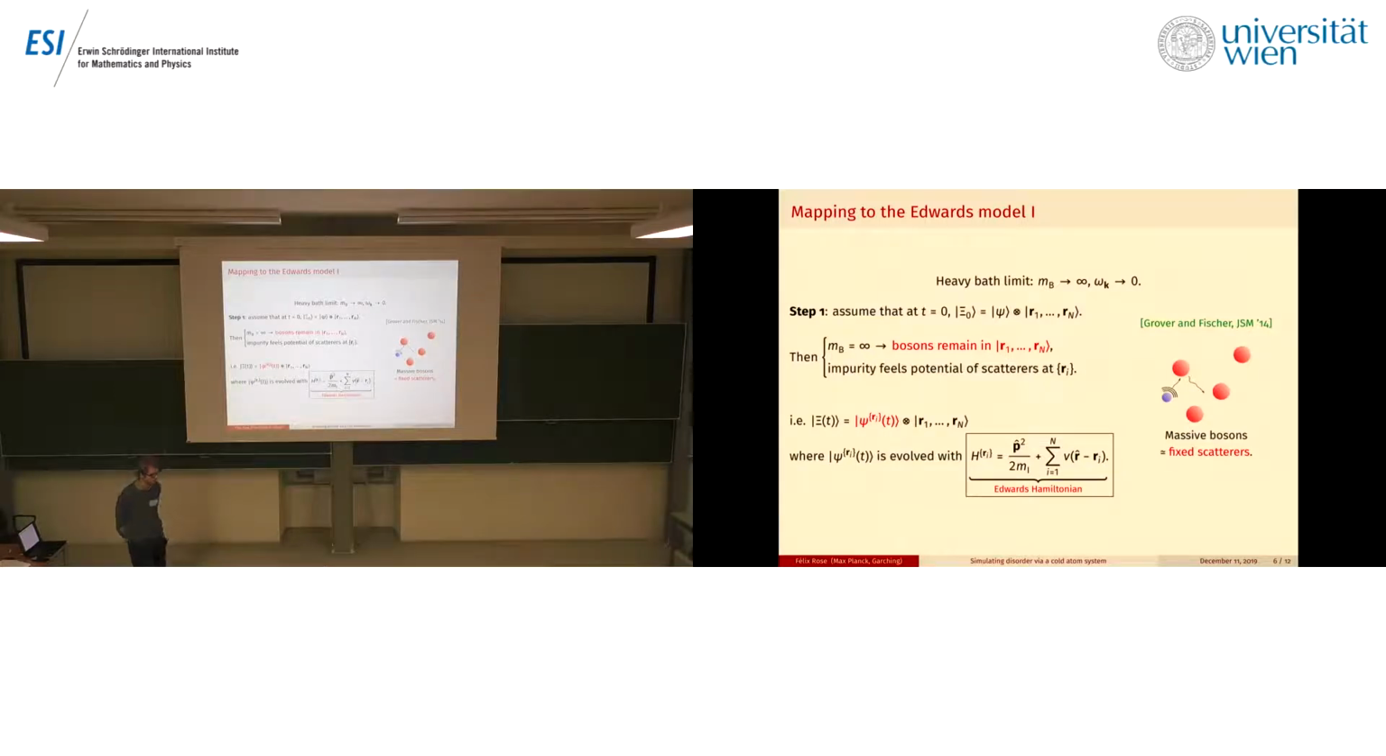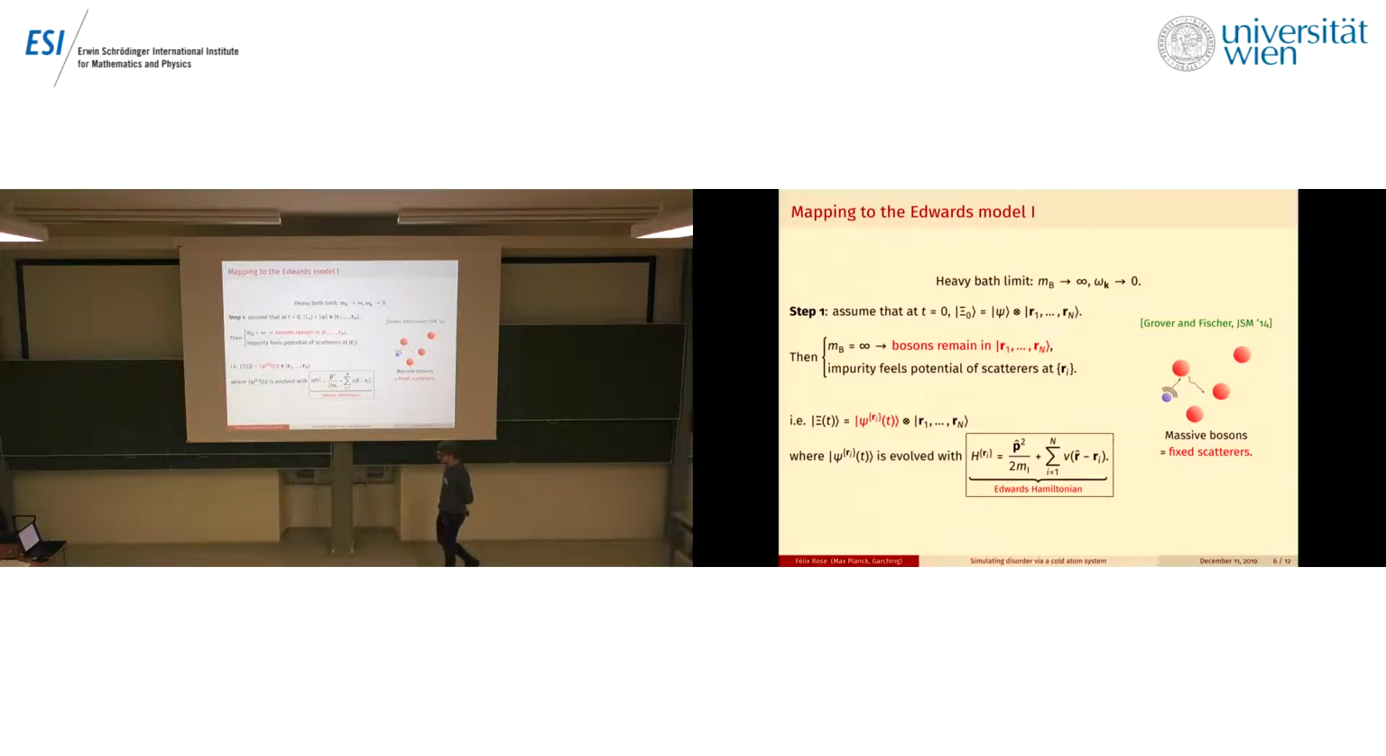And maybe to prove the mapping, I'm going to go in 2 steps. The first one, I assume that the bosons, so the bath, are localized at fixed positions, R1 and so on, Rn. Because we assume that the bosons have infinite mass, they are completely motionless. They are immobile, and they will represent the fixed scatterers from the disordered model. In practice, this means that if you let the system evolve, the bosons are in this state at initial time, while they will remain in the same state at time t.